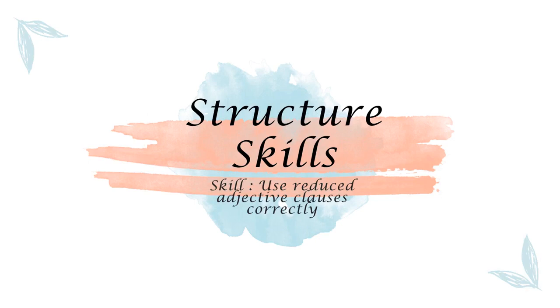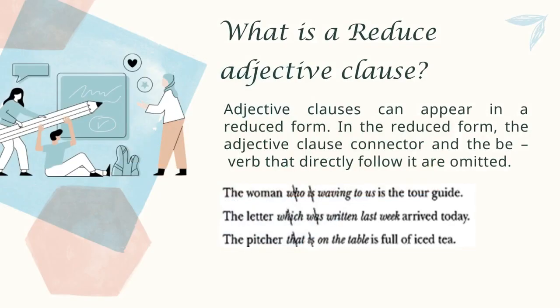Structure skills. Use reduced adjective clauses correctly. What is a reduced adjective clause? Adjective clauses can appear in a reduced form. In the reduced form, the adjective clause connector and the be verb that directly follow it are omitted.